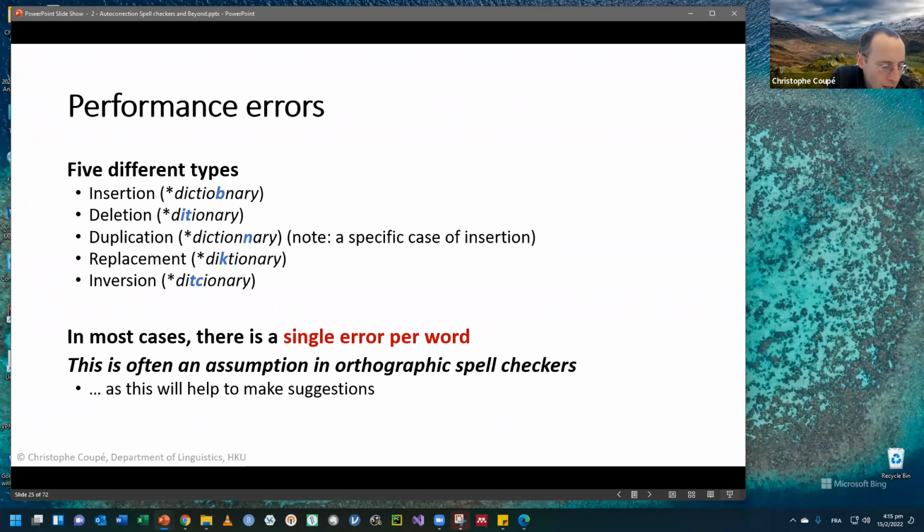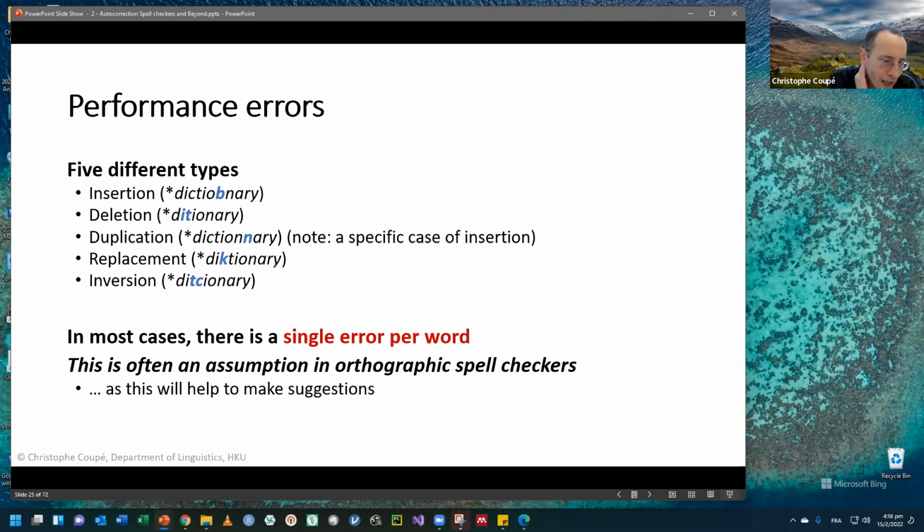Or you replace a letter by another one. "Dictionary", but you replace the C with a K, and you get "diktionary" with a K. Or finally, you have inversion, and instead of writing "dictionary", you write "dicitonary" or something like that. And actually, an inversion is kind of an insertion and a deletion.